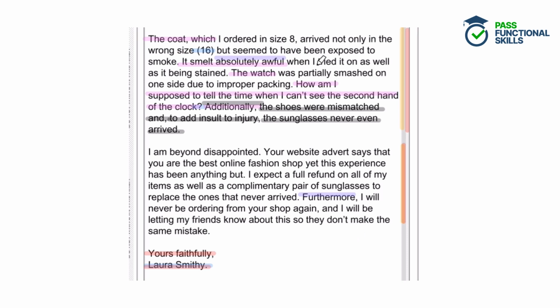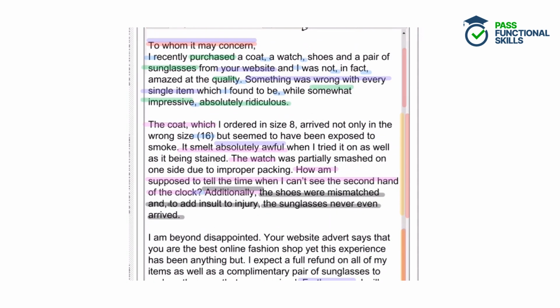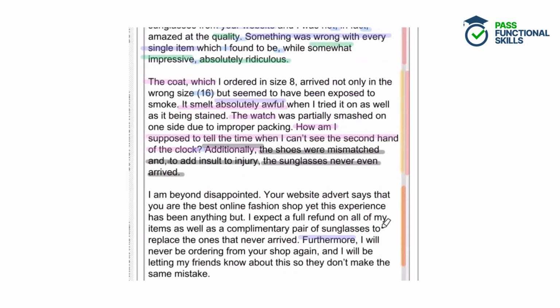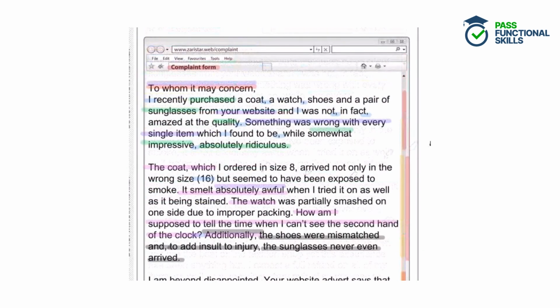We've used paragraphs effectively, and each paragraph links together really well. And finally, the writing is appropriate for the audience and purpose because we've used appropriate language and made sure that we're using formal writing because we're addressing a business.